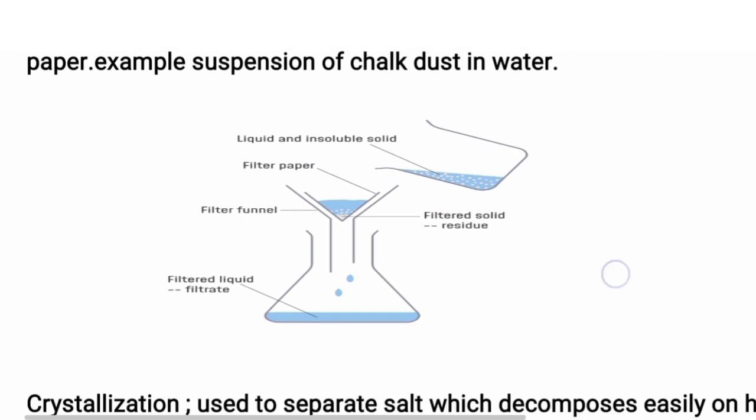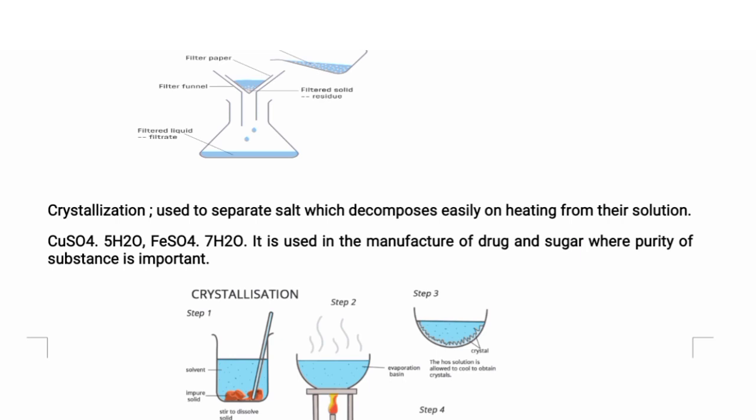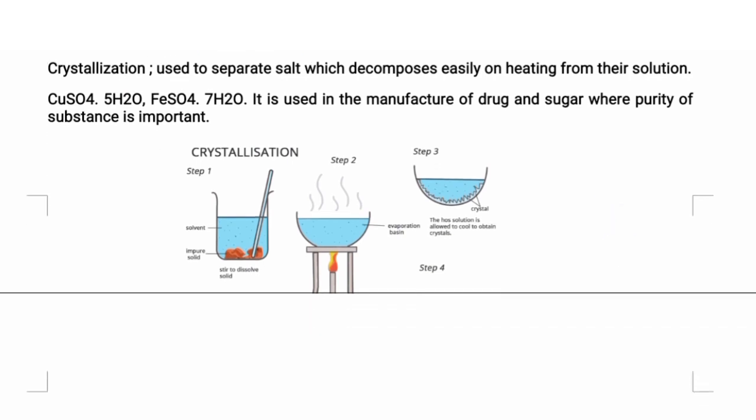Now the next one is crystallization. It is used to separate salts which decompose easily on heating from their solution. That is the difference between crystallization and evaporation to dryness. That is the reason why most of the salts separated by crystallization have water content in them, you can see 5H2O, 7H2O. It's used in the manufacture of drugs and sugar, where purity of substances is important.